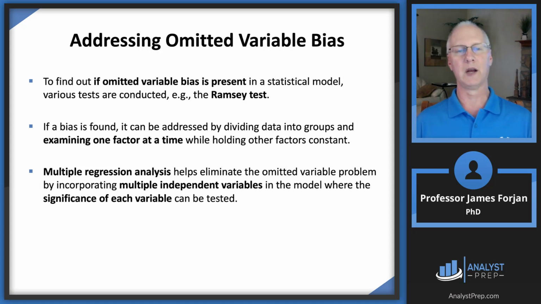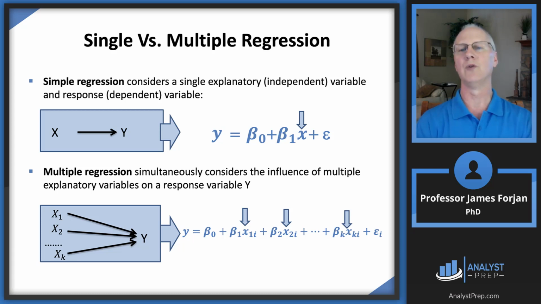Now, I remember being in graduate school when all of us were trying to use regression models to explain certain dependent variables, and the easy way out was always, just add a bunch more variables and see what you come up with. But that's really not the way to do this. So good statisticians, good econometricians will incorporate multiple fundamentally relevant and sound independent variables in the model so that the significance of each variable can be tested. And we'll do that in just a little bit.